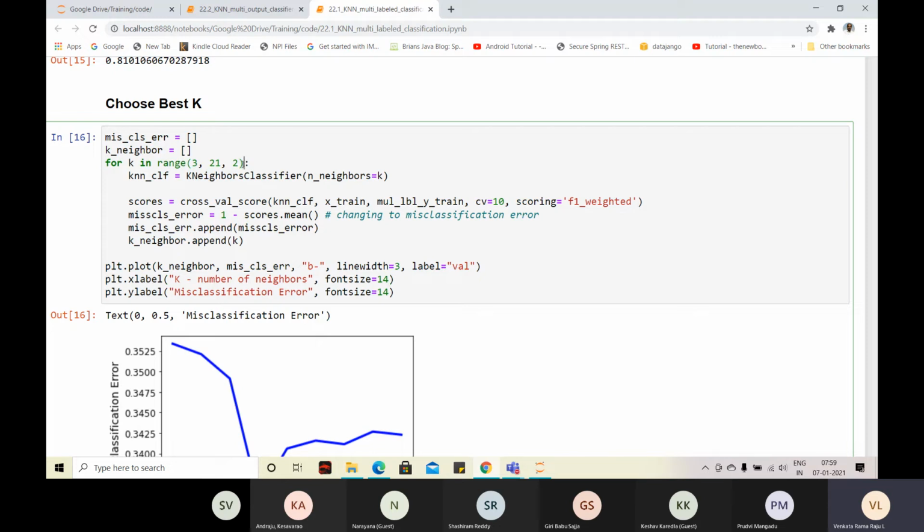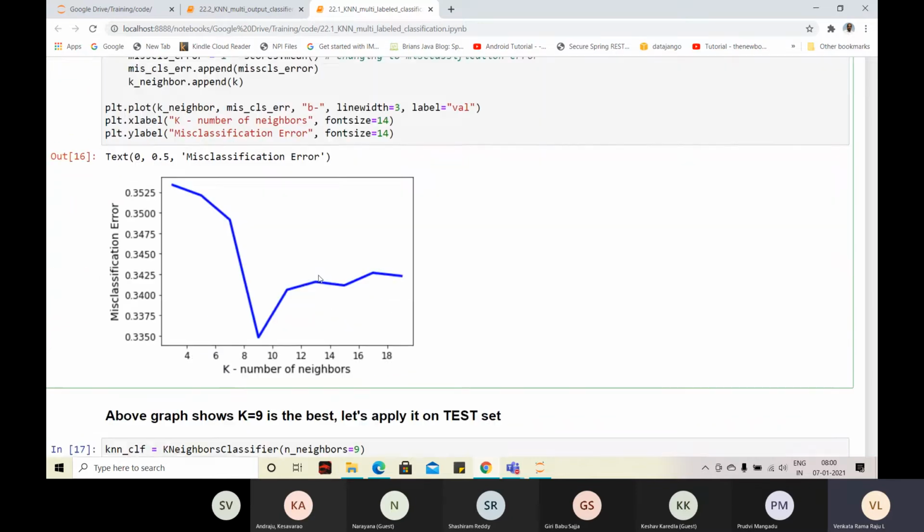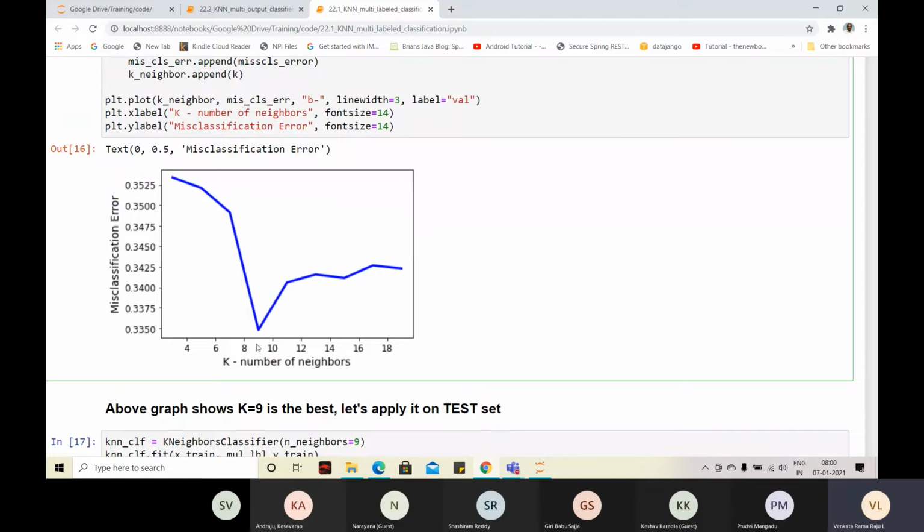We'll take a for loop and choose different K, build a model, and then do k-fold cross validation to make sure that the model works well on the test set also. Calculate the misclassification error in the different cases, append them to lists, and take those lists and draw a curve. Okay, that is the elbow curve. Wherever that elbow is cutting like this, you will take that as the best K.